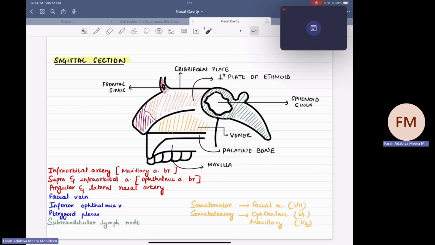Now, innervation: you have your somatomotor innervation and your somatosensory innervation. Somatomotor innervation is given by the facial nerve, and your somatosensory is given by the fifth cranial nerve, two branches of it, which are the ophthalmic and your maxillary nerve.